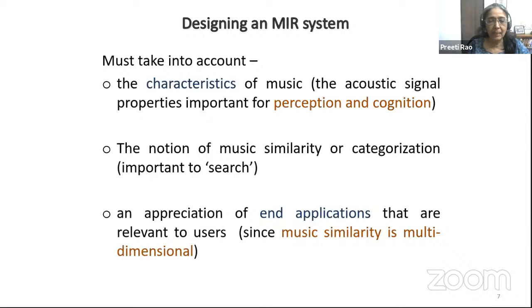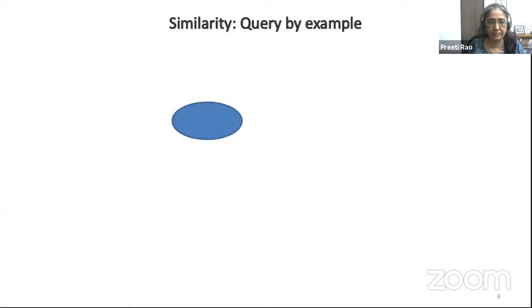So music similarity is multidimensional, by which is meant that different users in different contexts may pay attention to different attributes. Okay, so there are many different ways of defining music similarity, and we really need to understand those and take them into account in the design of the system.